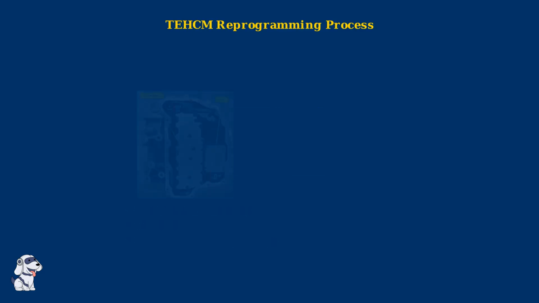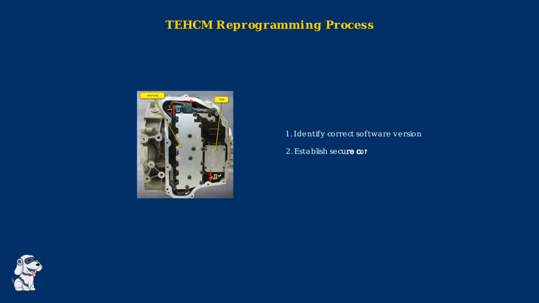When a TEHCM requires reprogramming, technicians must follow a precise process. This begins with identifying the correct software version for the specific vehicle and transmission combination, then establishing a secure connection to download and install the updates. After successful installation, it's critical to reset the adaptive learning parameters. This allows the transmission to relearn optimal shift points and pressure settings based on the new software calibration.